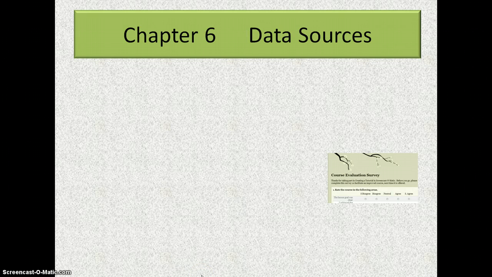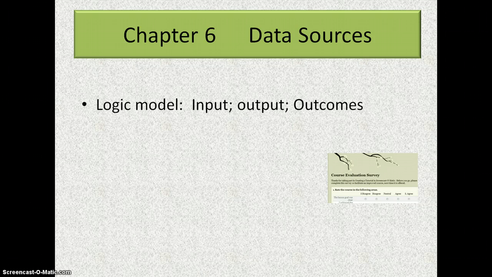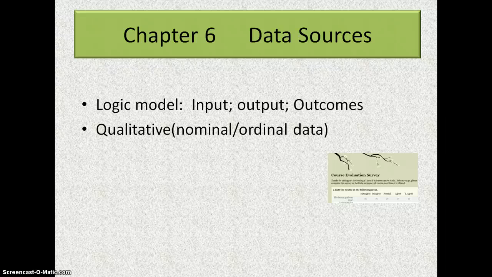Chapter 6, Data Sources. The logic model at the beginning of the chapter simplified the essential evaluation components into input, output, and outcomes. By knowing what needs to be measured, decisions can be made about how to do it. Qualitative data sources usually produce nominal and ordinal data via surveys, interviews, scales, and case studies. From these, attitudes, first-hand impressions, and behaviors can be elicited.